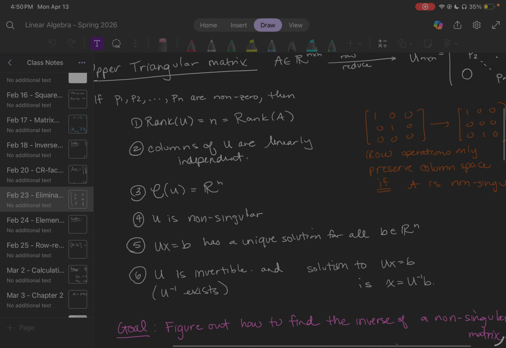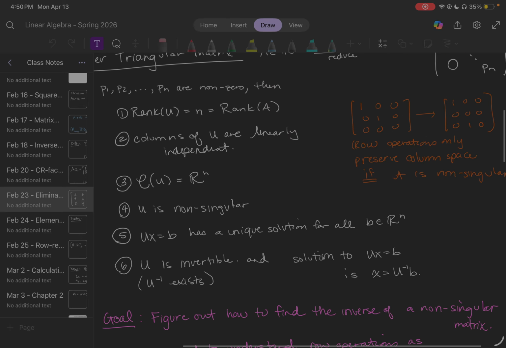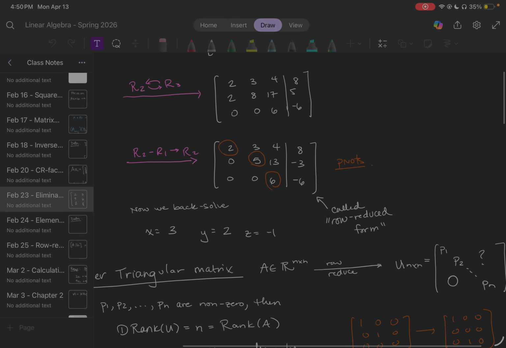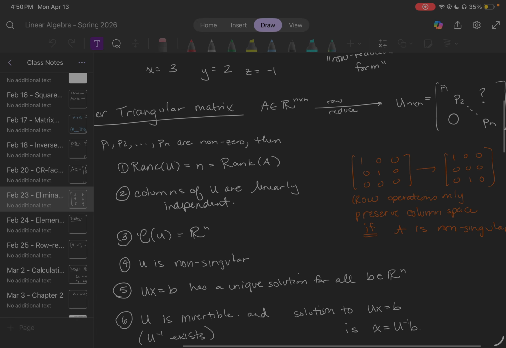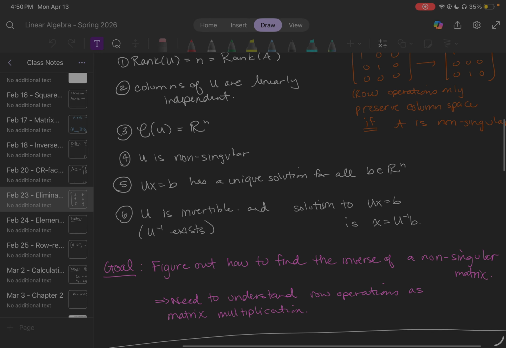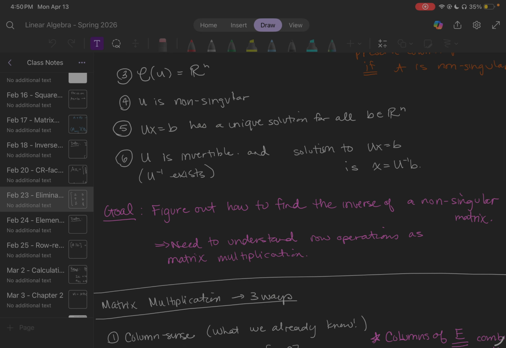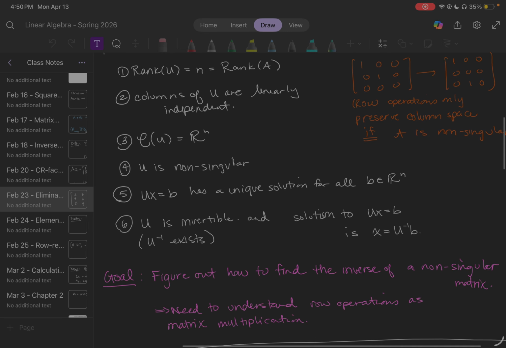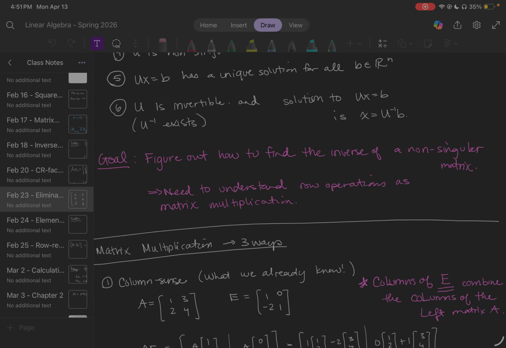Again, columns of U are linearly independent, and the column space of U is R n. I think that makes sense, especially since it's a triangular matrix in R n by n. Ux equals b has a unique solution. That's literally the definition. And U is invertible. That's also part of the definition of being non-singular. So the goal is to figure out how to find the inverse of a non-singular matrix.